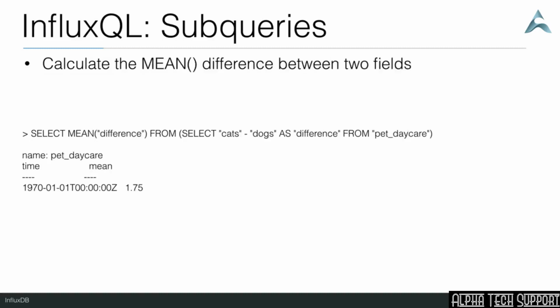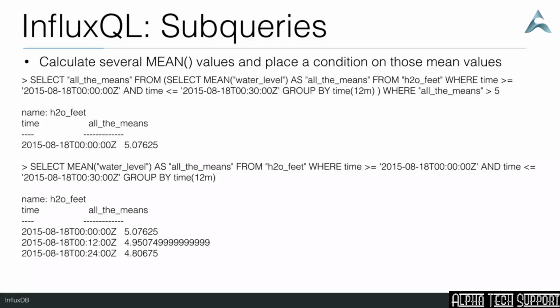In this example, you can see how we're going to calculate the mean difference between two fields. We're going to do a select mean difference, which is the outcome of the subquery, from select cats minus dogs as the difference from pet daycare. First it's going to do the select cats minus dogs as difference from pet daycare, and then you're going to perform the mean on it.